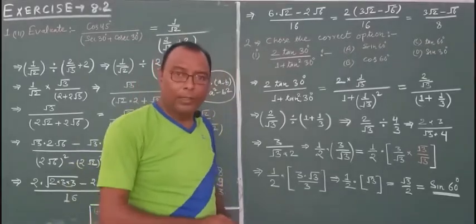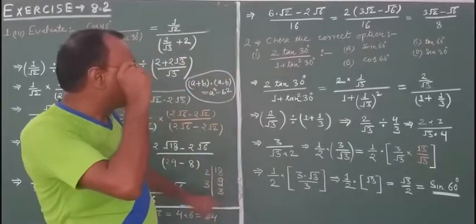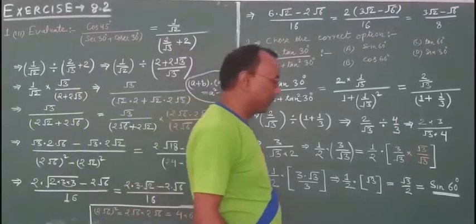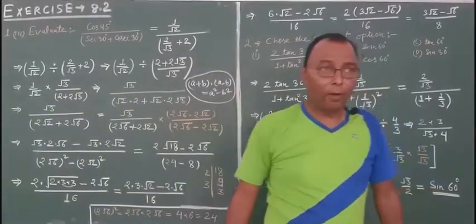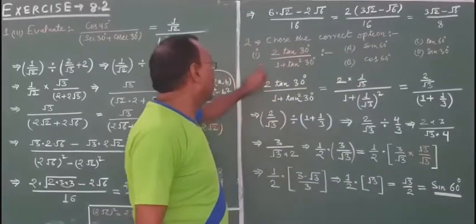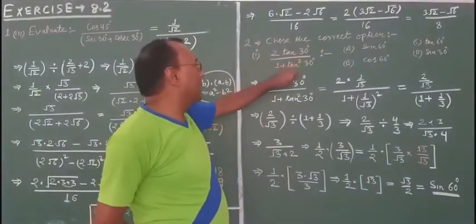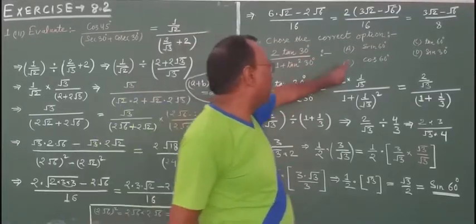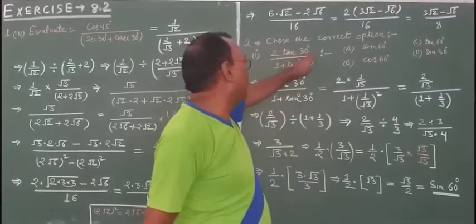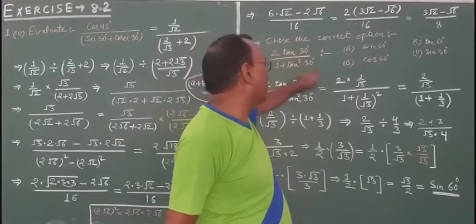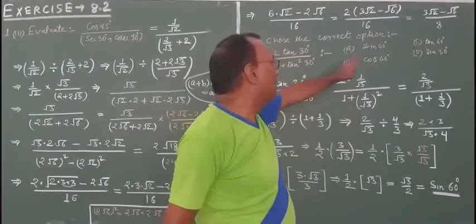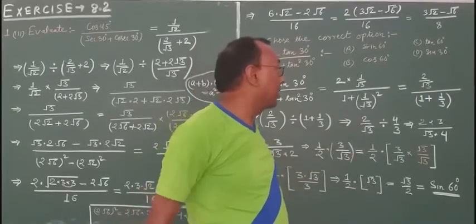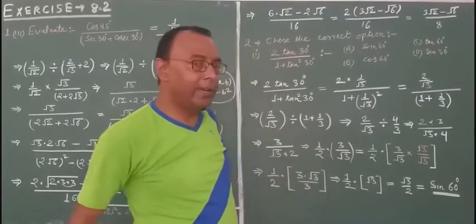So in this way we can evaluate this. Now just look at question number 2. Choose the correct option. This is the question first part: 2 tan 30 upon 1 plus tan square 30. Your options are: option A, 2 tan 30 upon 1 plus tan square 30 is equal to sin 60. Option B is cos 60, option C is tan 60 and option D is sin 30.